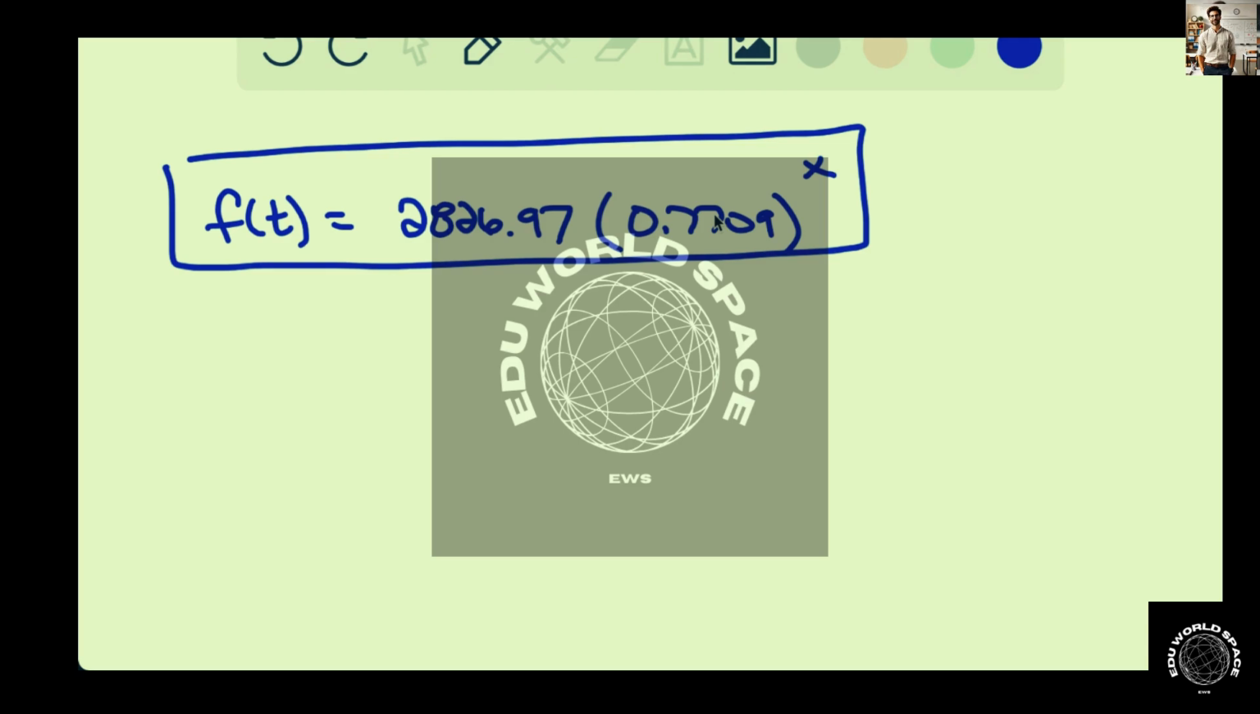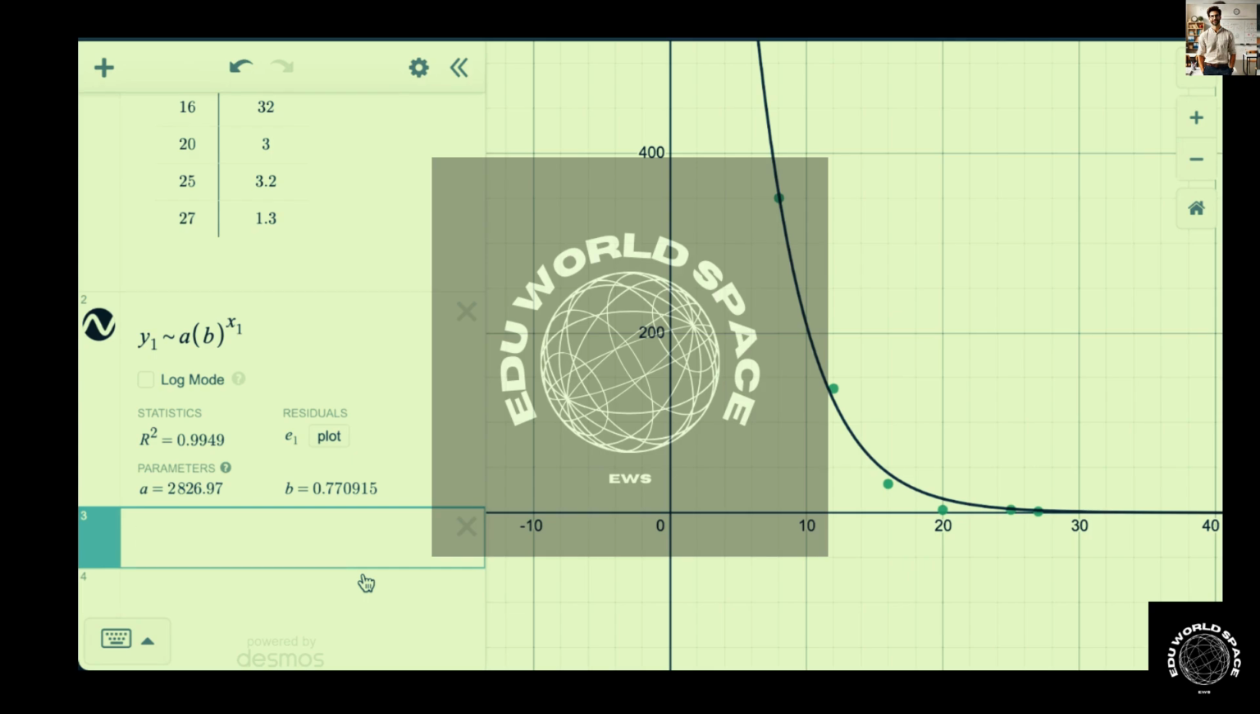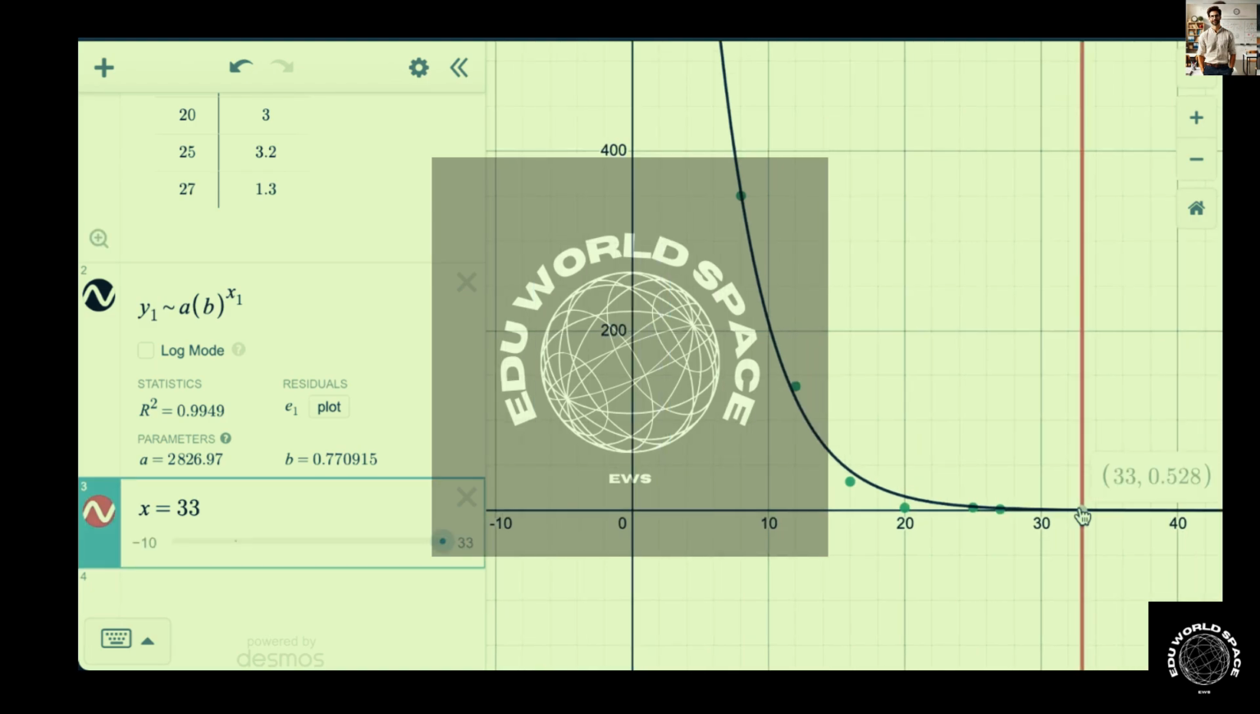Predict the number of polio cases in 2013. Well, 2013 is, let's see, 33 years after 1980. So I'm going to say when x is 33, that would be predicted to be 0. Well, not quite. It would represent 0.528. This is in thousands, so that would be 528 cases.